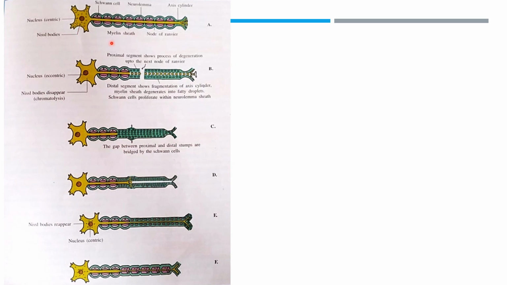This is the normal neuron with the Schwann cells in the myelin sheath. This is what happens if the injury is occurring at the axon. There are some changes that are going to happen in the distal segment as well as the proximal segment. So there is going to be degeneration. Degeneration will happen in both the distal segment as well as the proximal segment.